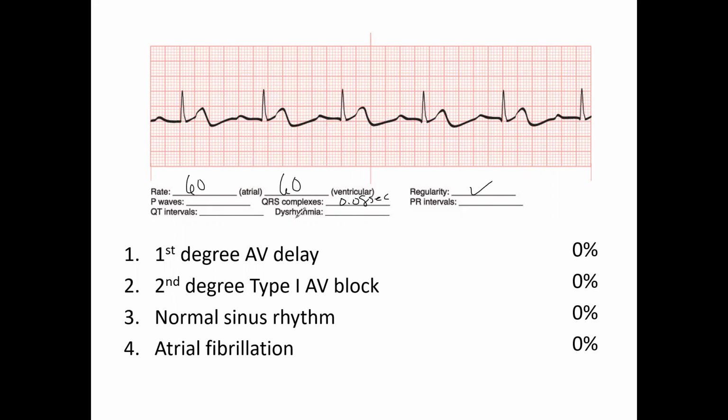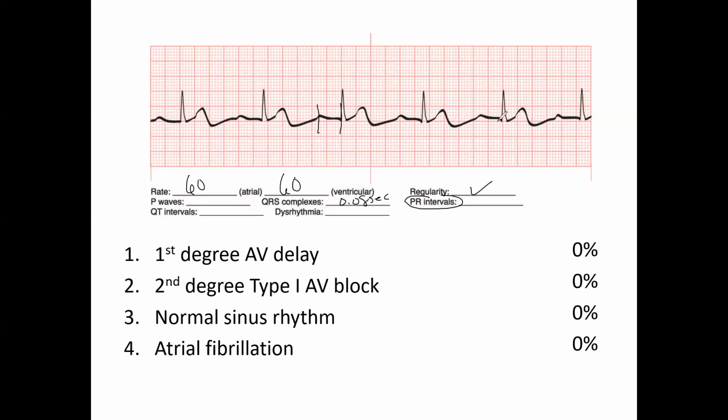QT interval is good. The dysrhythmia, though, so a lot of people would jump on this maybe and call it a normal sinus rhythm, but you've got to make sure you look at your PR interval. So if we look at our PR interval, this extends out further than one large box, and that is consistent from beat to beat. I mean, you've got a PR interval that's greater than one large box in every beat.